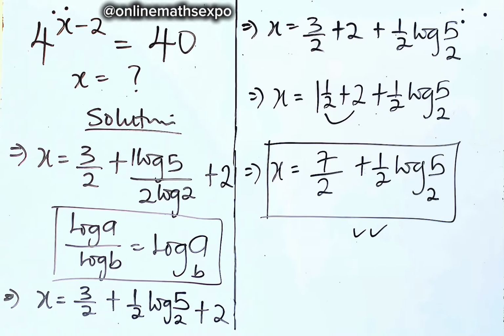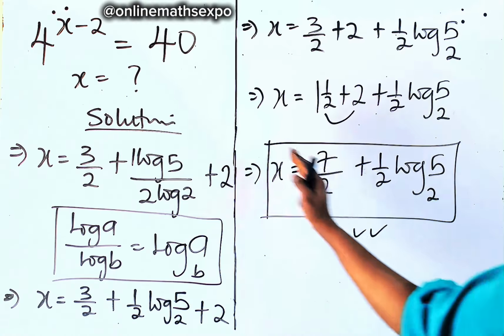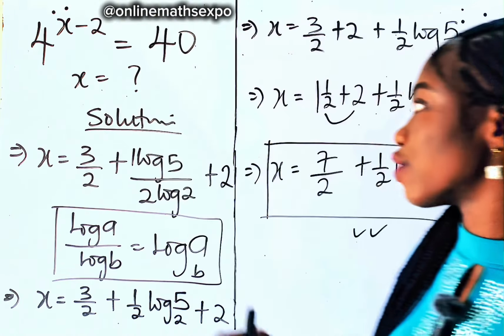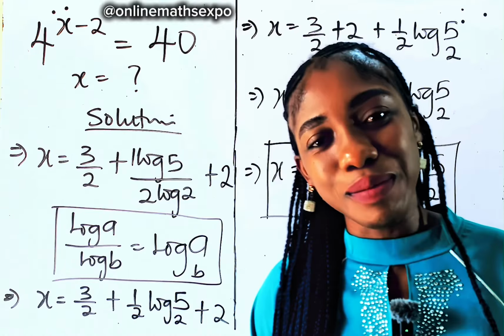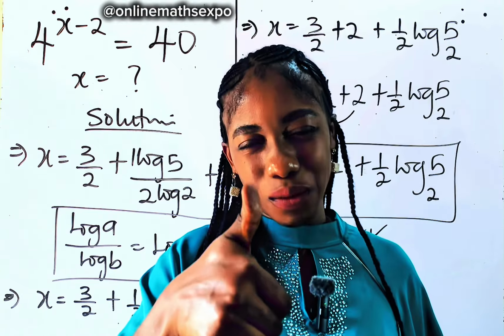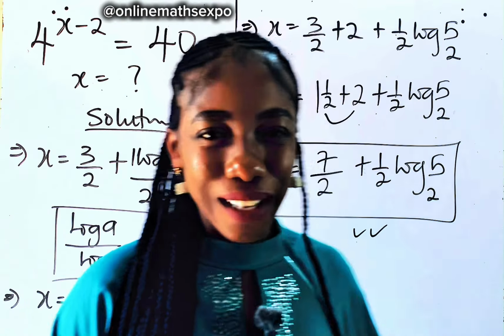Now at this point, we are going to plug this x value on the left side to see if it gives us back 40. That is the most interesting part you wouldn't want to miss. And I hope you've already given us a thumbs up. Let's verify this together.